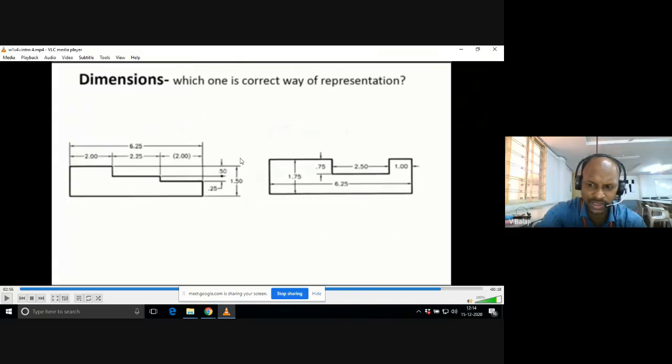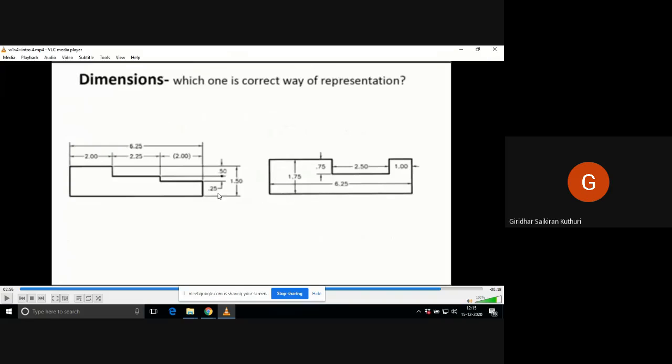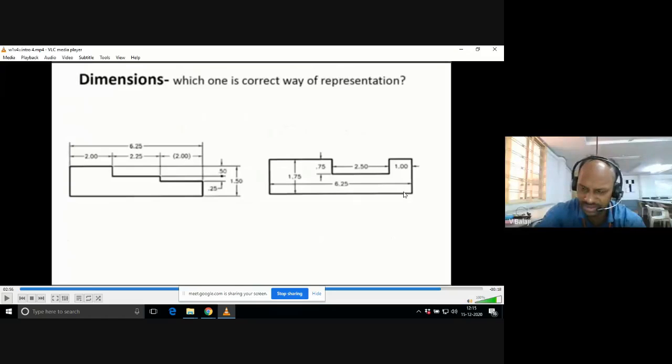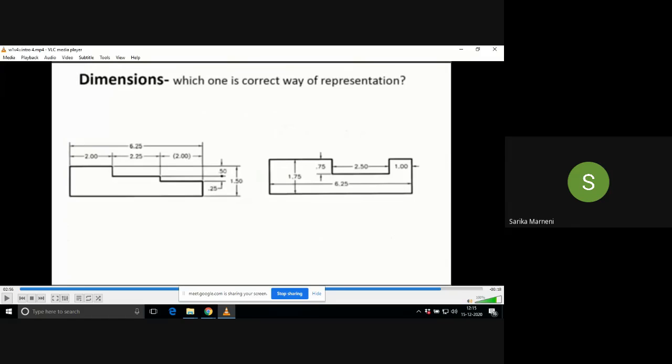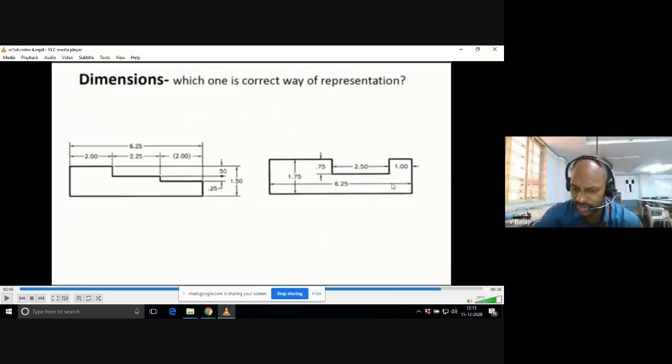I will ask you one question. Which dimensioning is correct? This way or this way? The left side one, sir. Why is the second one wrong? Because the dimensions are marked inside the diagram. Yes, very good. That observation you have to make. The 6.25 is put directly inside the object, and 1.75 is also inside, and 0.75 also inside.